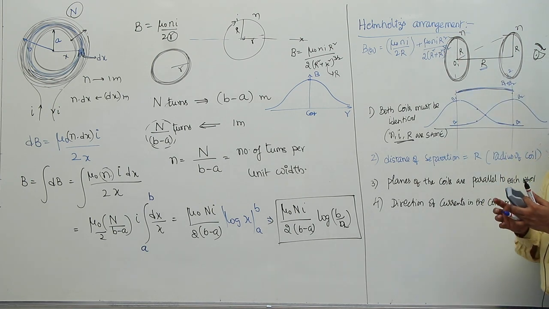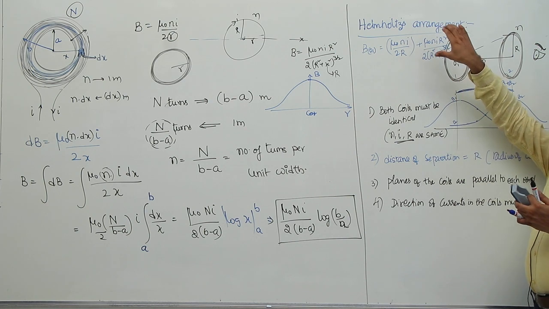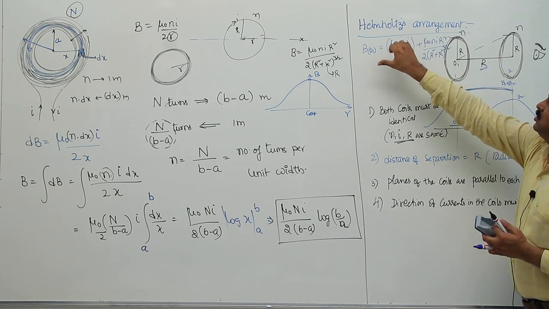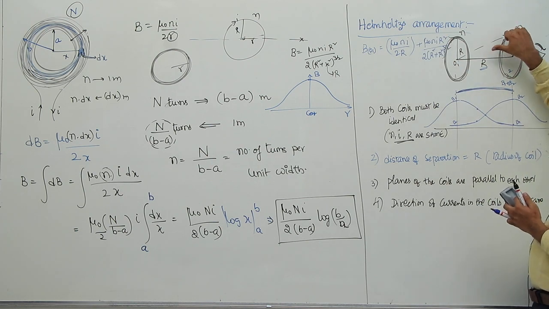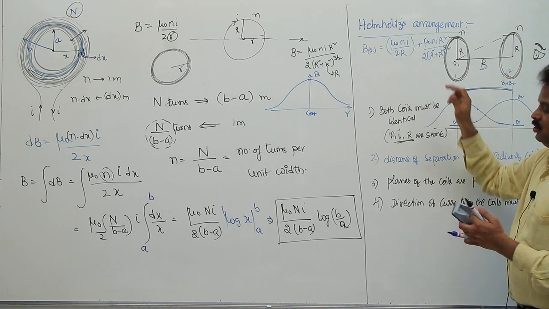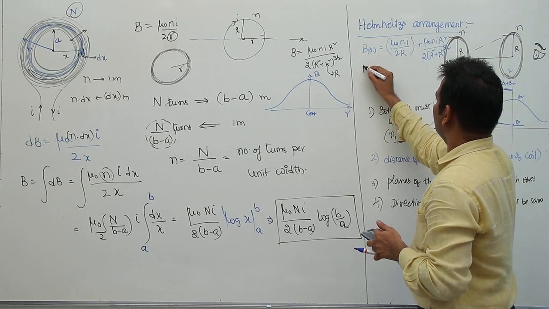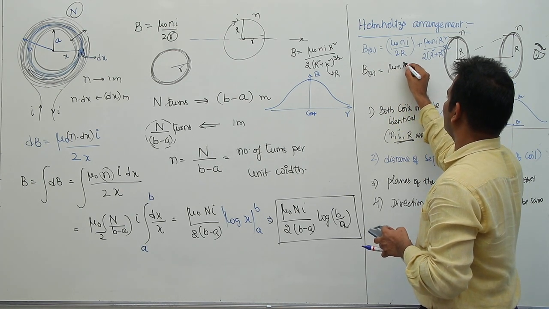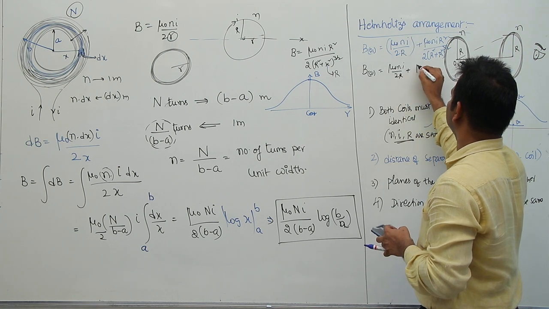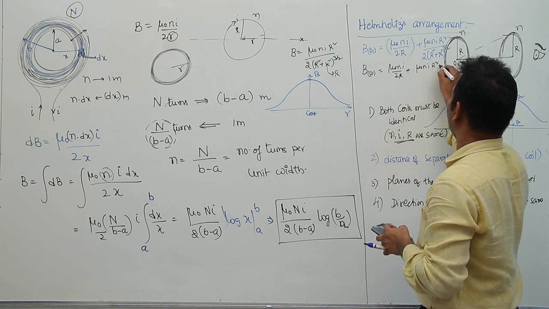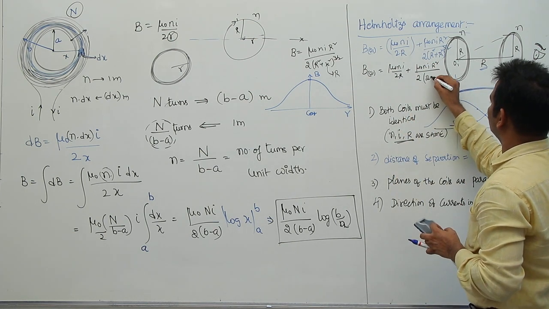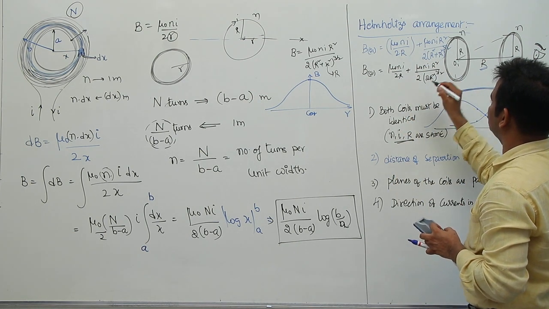Remember, let us observe from this side. Here the current is clockwise, so the field is in this direction. For this also the current is clockwise, field in the same direction. So I can add these two. If you add these two, the magnetic field at the first center is equal to mu naught N I by 2R plus mu naught N I R square by 2 into (R square plus R square), that is (2R square), whole power 3 by 2.